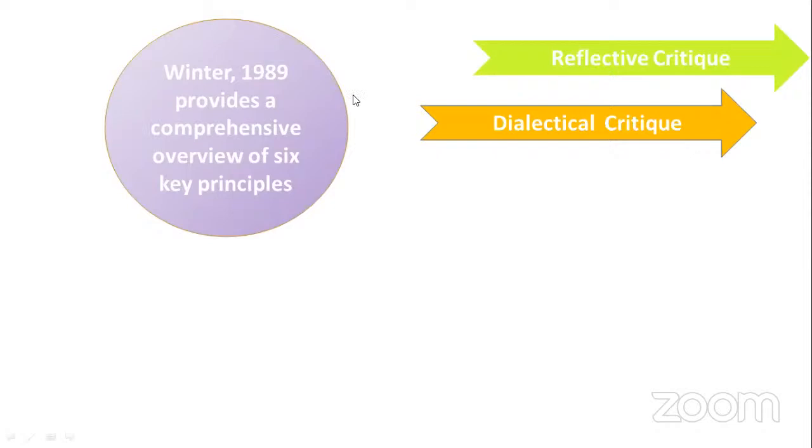Second principle is dialectical critique. Truth is brought to light through the process of discussion and scrutinizing. Dialectical critique refers to the dialogue between the practitioners and the participants. In educational action research, it means the teacher and the students.